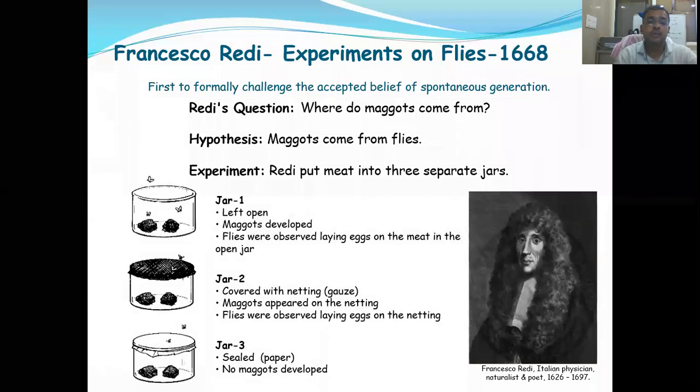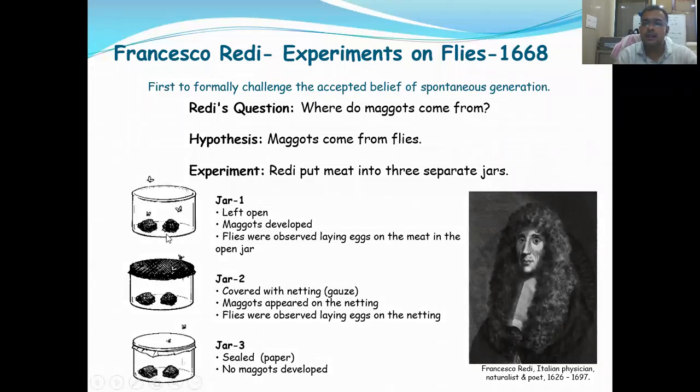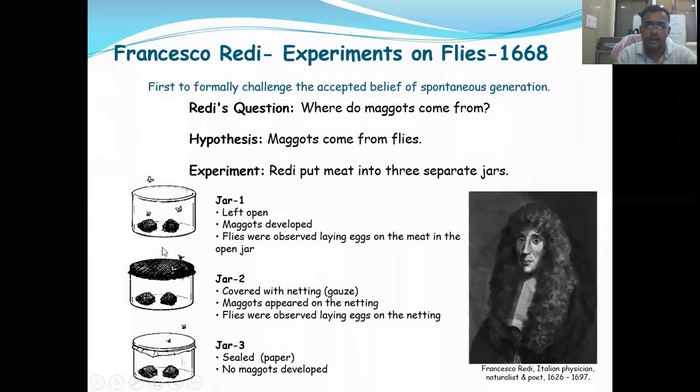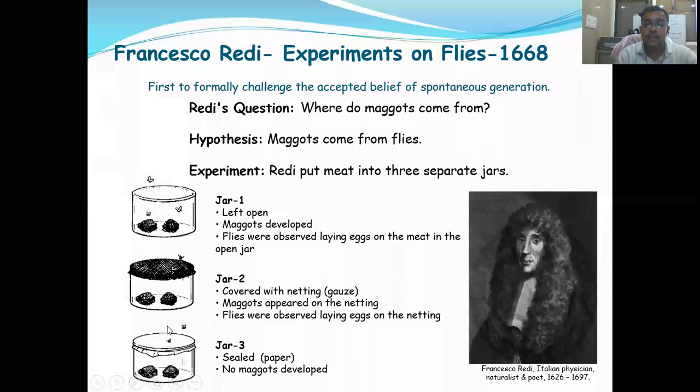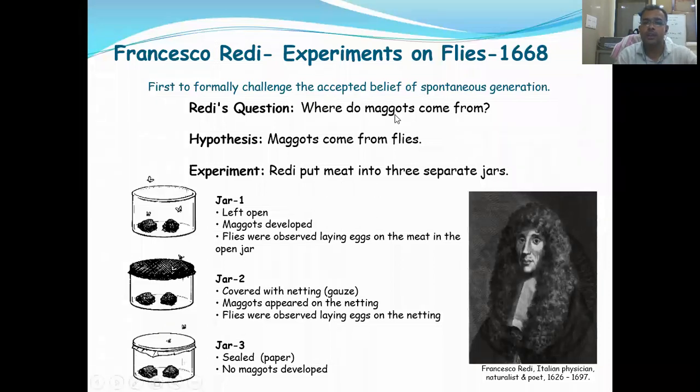In this experiment, he took three jars. All three jars contained meat particles. One he kept uncovered. Second, he kept covered, but with netting. And third, he covered with sealed paper. So there was no movement of flies or air from outside to inside.